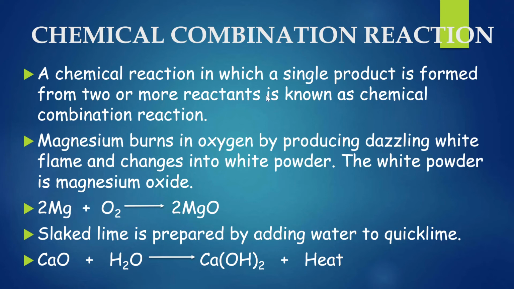A chemical reaction in which a single product is formed from two or more reactants is known as a chemical combination reaction. For example, magnesium burns in oxygen by producing dazzling white flame and changes into white powder. The white powder is magnesium oxide. If we write the chemical equation, Mg magnesium plus oxygen gives rise to MgO. So 2Mg plus O2 gives rise to 2MgO. This Mg is magnesium, O2 is oxygen, MgO is magnesium oxide. The white powder which we get on burning magnesium ribbon is magnesium oxide.